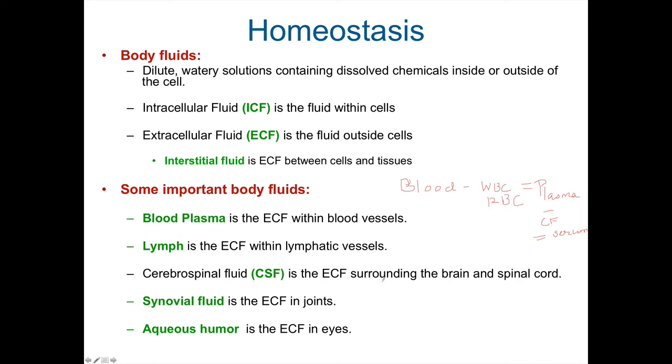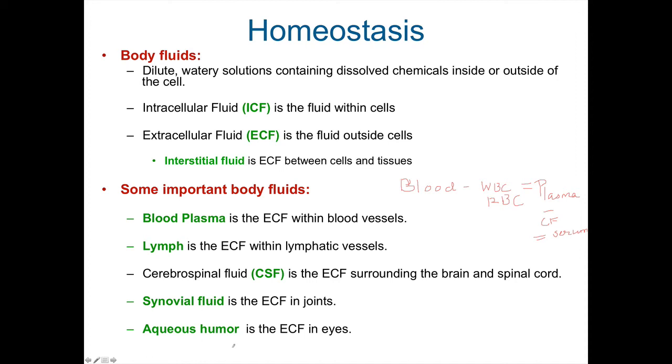Cerebrospinal fluid is an extracellular fluid that surrounds the brain and spinal cord. So this is a sterile extracellular fluid. It's flowing in an enclosed cavity around the brain and the spinal cord.